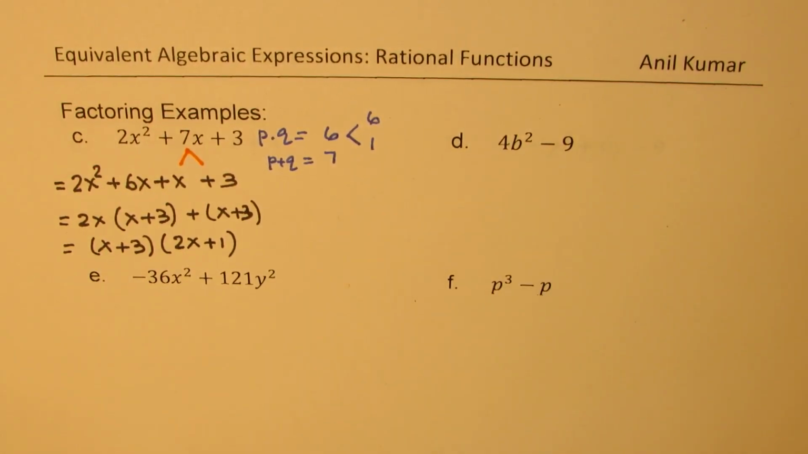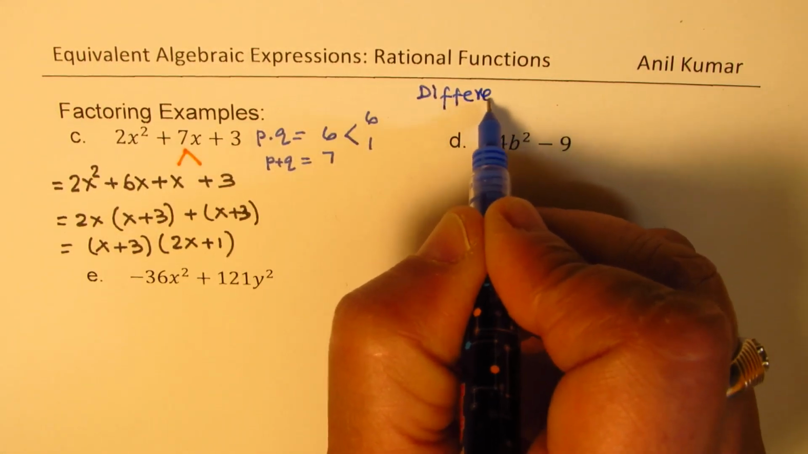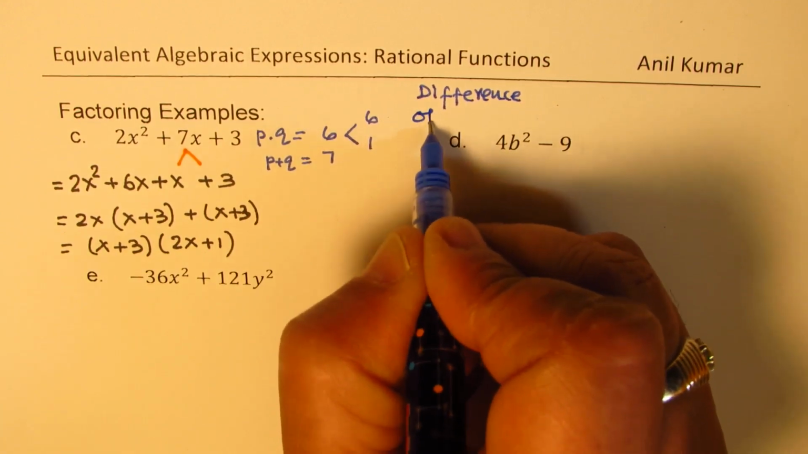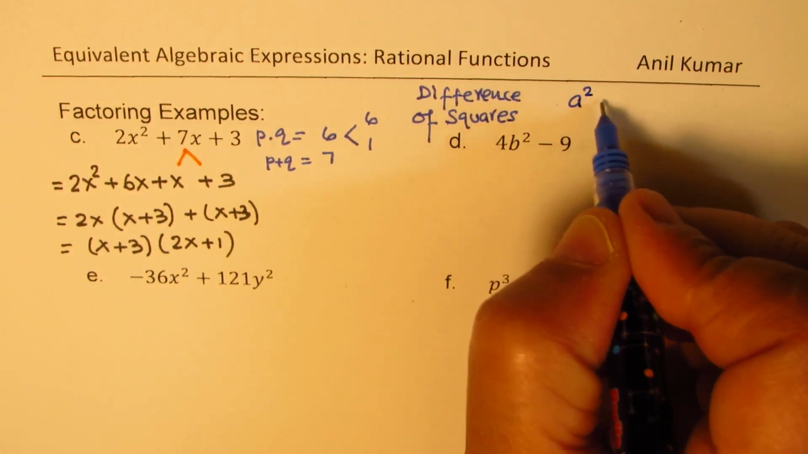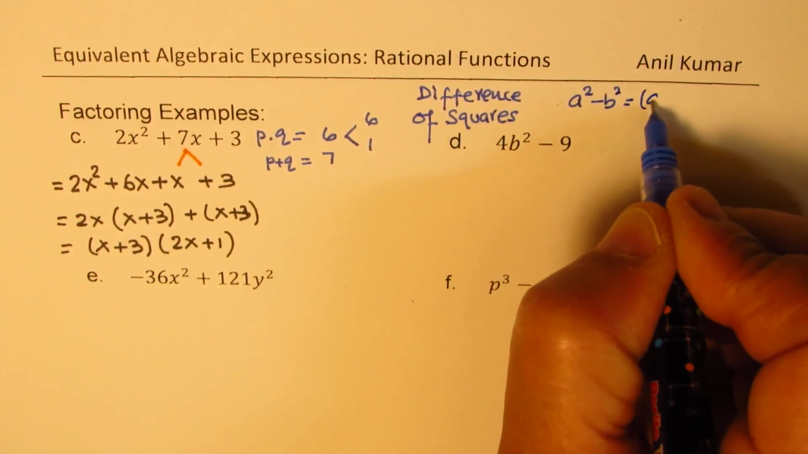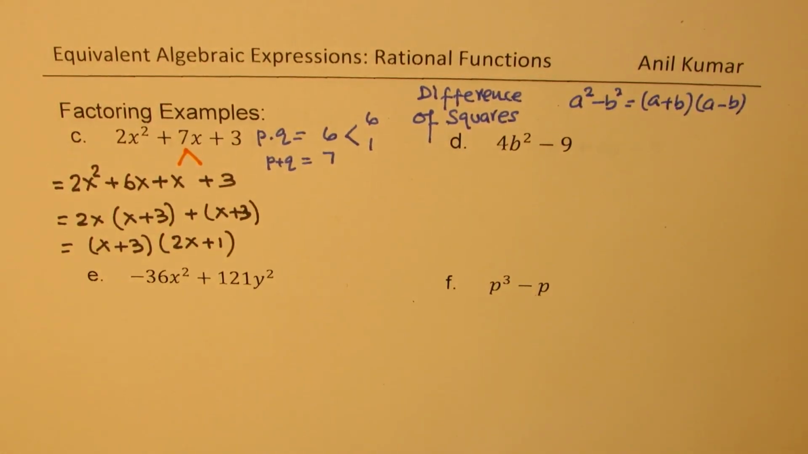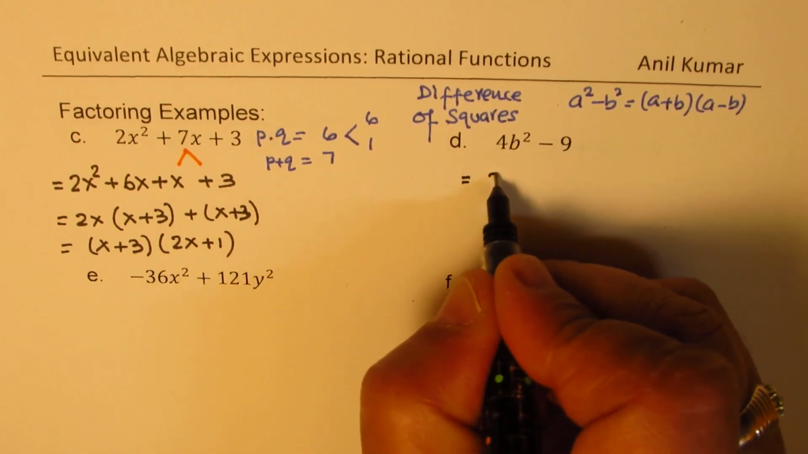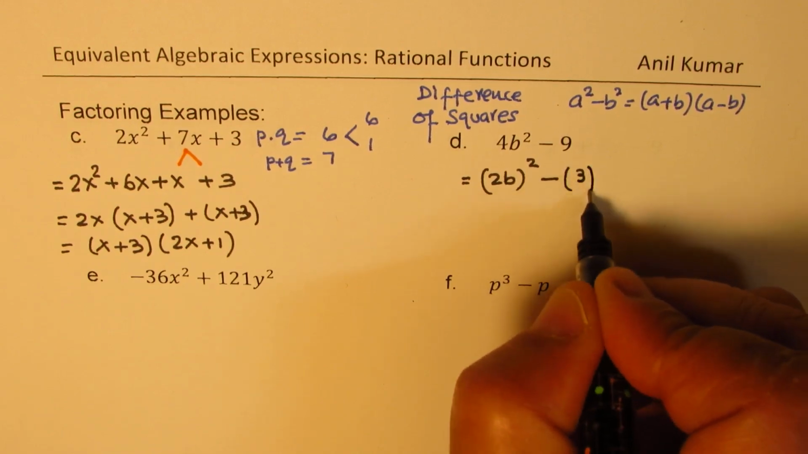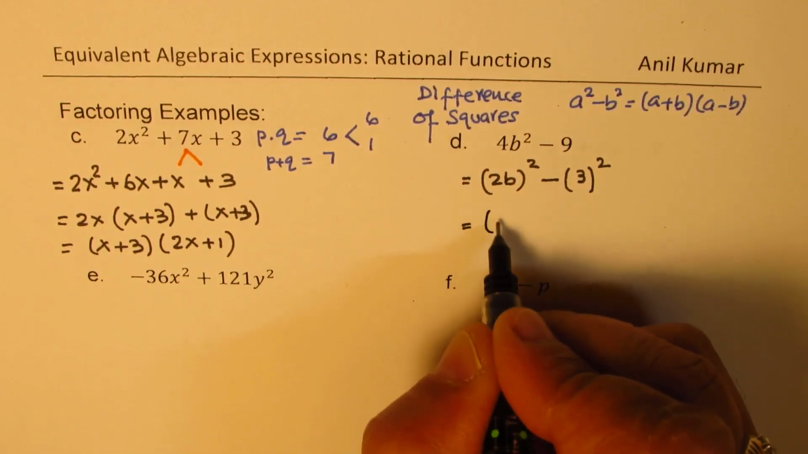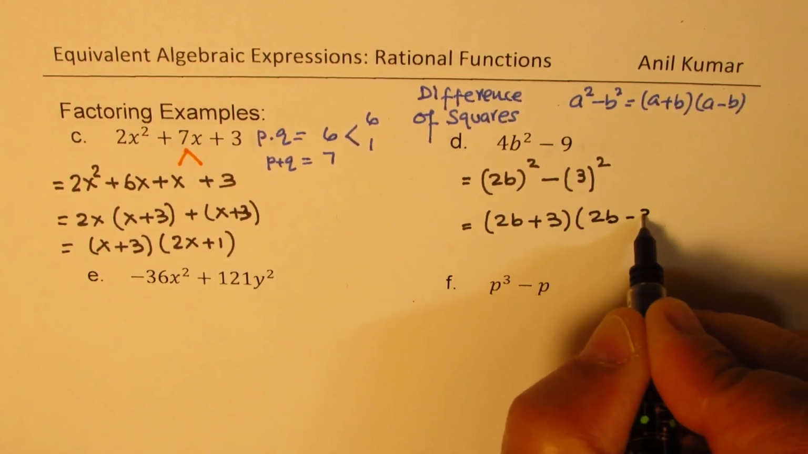Now this is called a difference of squares, right? So in a difference of squares, you could straight away use the formula a squared minus b squared is a plus b times a minus b. 4b squared means it is 2b whole squared, right? And 9 is 3 squared. So we could factor and write this as 2b plus 3 times 2b minus 3. Clear?